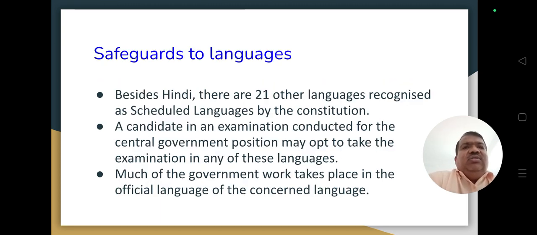In what way are the other languages protected? Besides Hindi, there are 21 other languages recognized as scheduled languages by the Constitution. A candidate in an examination conducted for the central government positions may opt to take the examination in any of these languages. Much of the government work takes place in the official language of the concerned state.